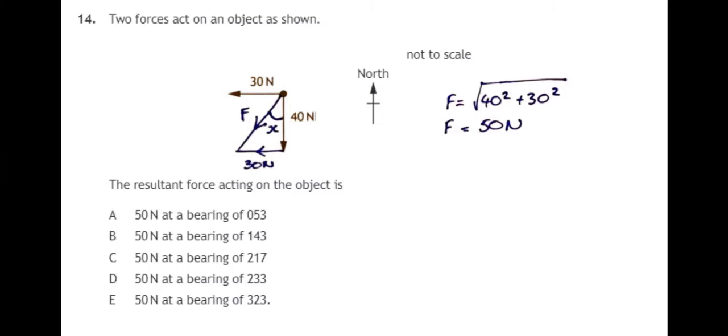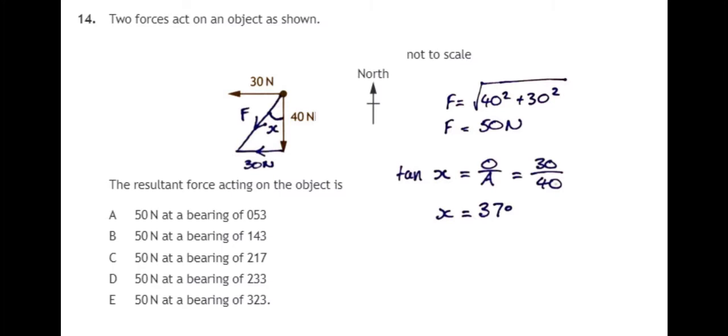which is 50. So the size of the force is 50 newtons, but we already knew that because all the options are 50 newtons. The direction, though, well, we can work out that angle. We have the adjacent and opposite sides of that triangle. Tan is opposite over adjacent. The opposite is 30, the adjacent 40. So tan of that angle is 30 over 40, or 3/4. So the angle X is going to be inverse tan of 3/4, which is 37 degrees.